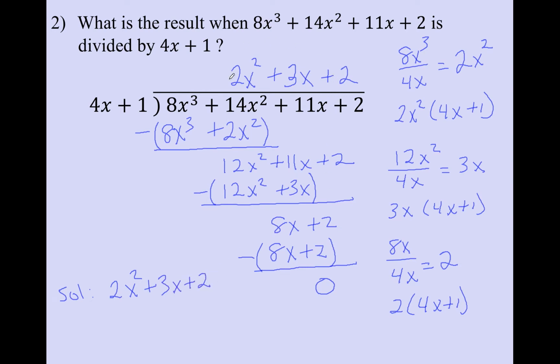This is our quotient, and this is our remainder down here. We didn't have a remainder. If you don't have a remainder, then that means that this number here is a factor of the original equation. If there's no remainder, your divisor is a factor of your original equation.